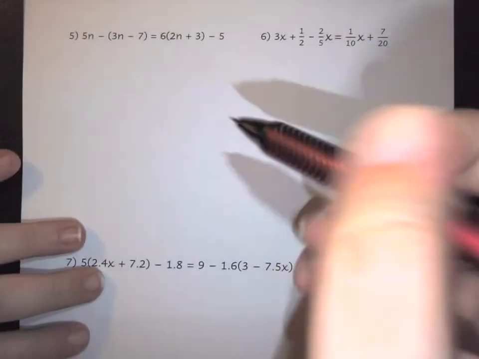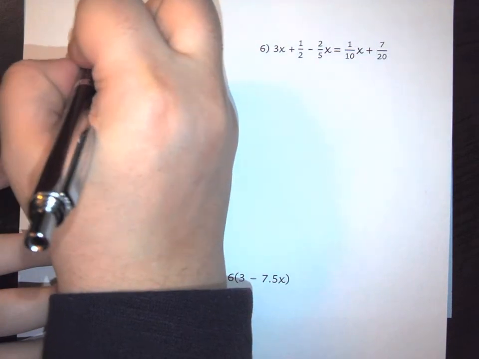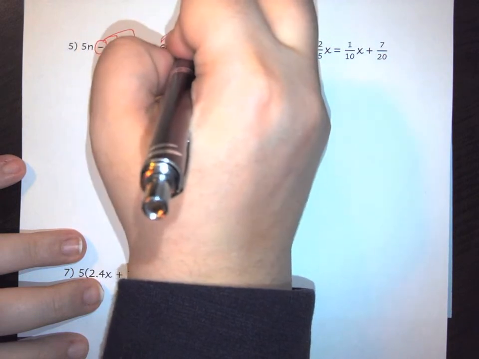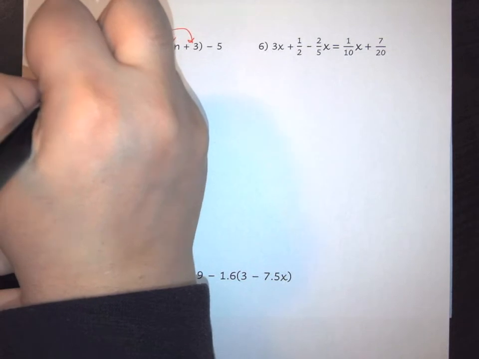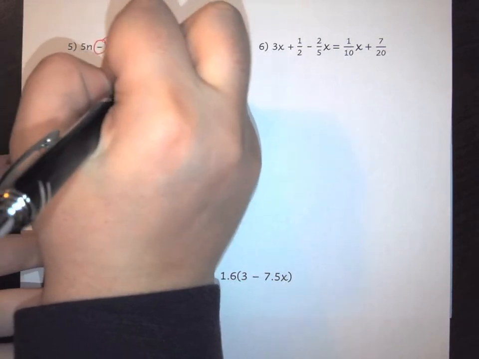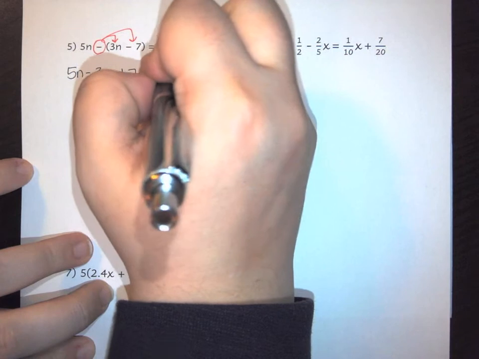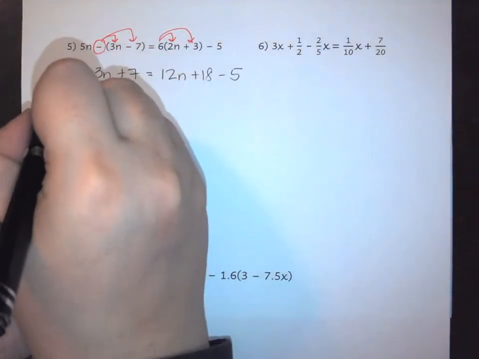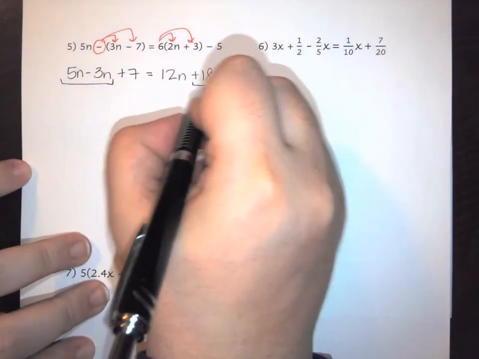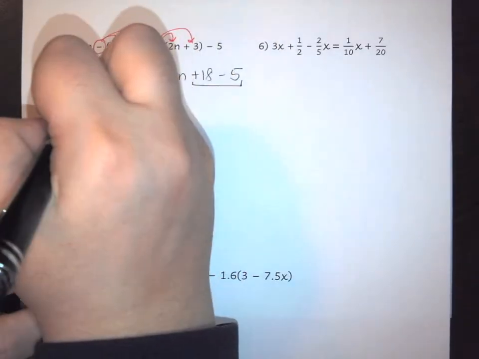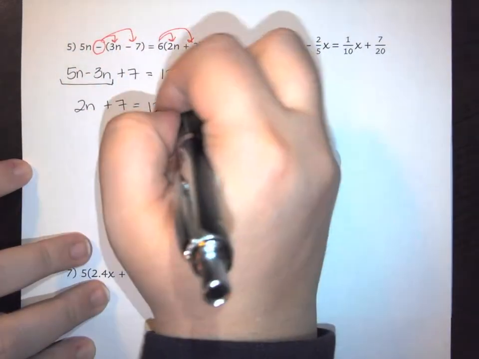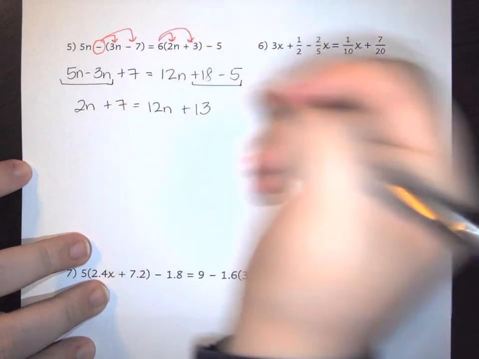Alright, let's try this again. I'm going to take this negative here and distribute it through my parentheses, and I'm going to do the same with my 6. So here this ends up being 5n minus 3n plus 7 is equal to 12n plus 18 minus 5. We're going to combine my n's on this side and combine my constants on the other. So we have 2n plus 7 is equal to 12n plus 13.